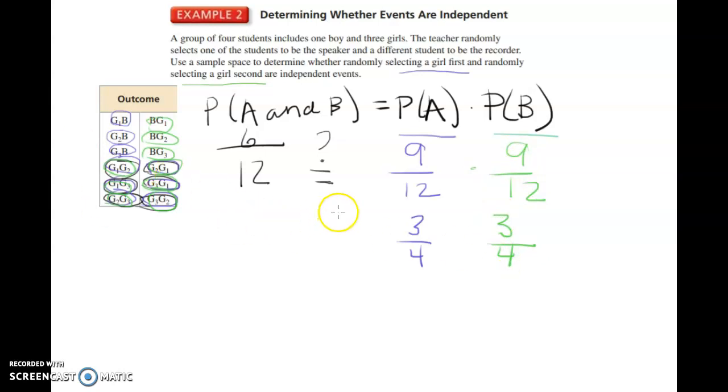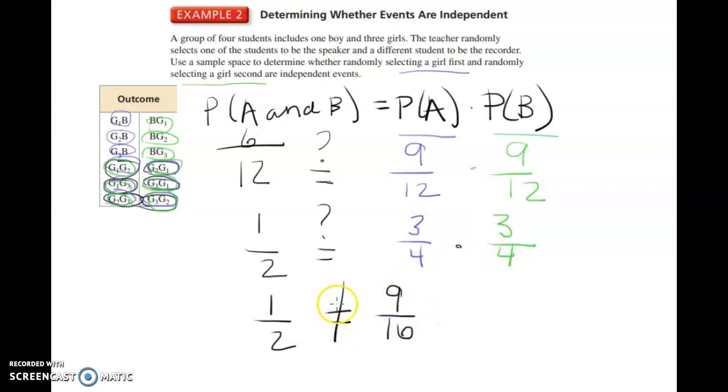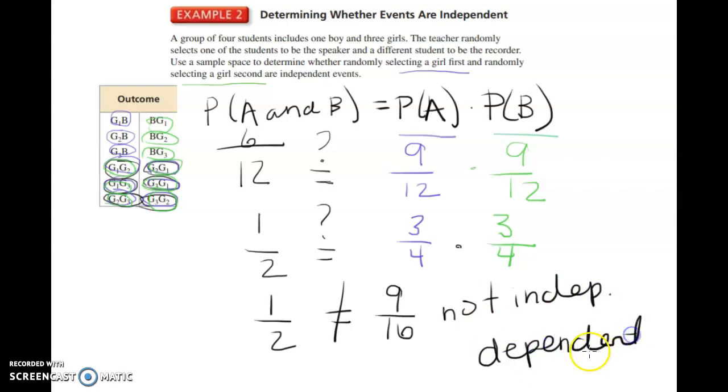And so what would need to happen for these to be independent is that 1/2 would need to equal 3/4 times 3/4. 1/2 does not equal 3 times 3 is 9 over 4 times 4 is 16. So these are not equal to each other, which means that these are not independent. So they are dependent. Hope I spelled that right. Again, you can tell just by looking at it, but it is important that you can also figure it out by doing the math out.